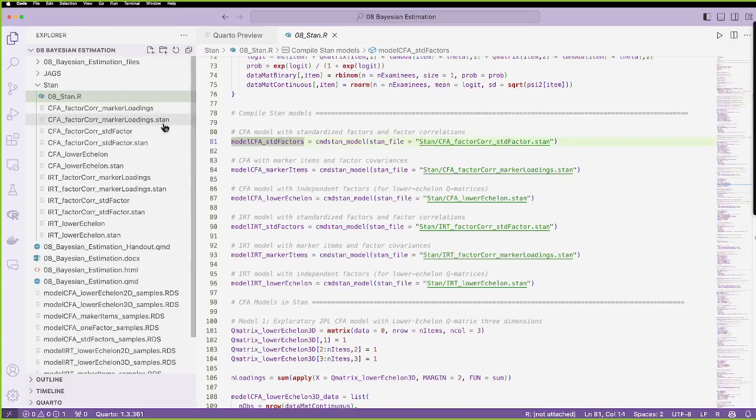So this very first CFA factor core marker loading Stan object here, we have to take that syntax and build a Stan executable, or basically a program that stands alone. So Stan will translate that syntax to C++ and then compile it into its own model. That's what CMD Stan model does.